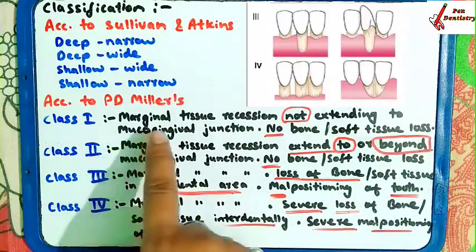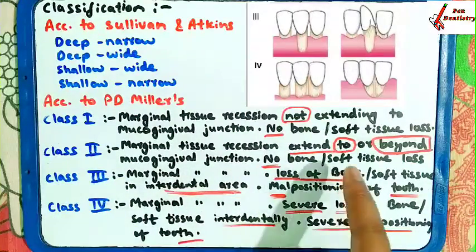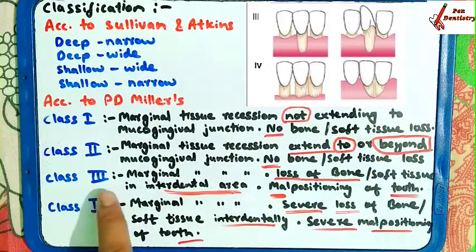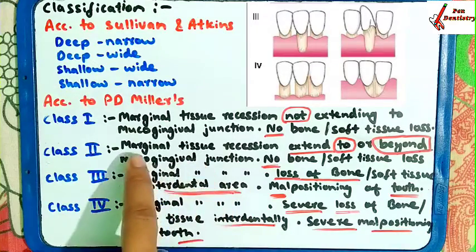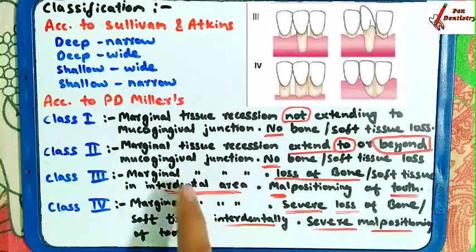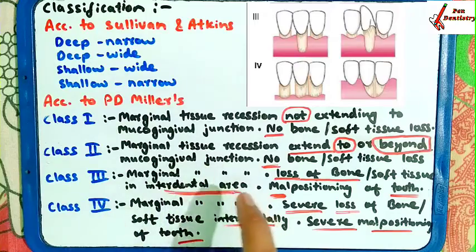So in class 1, nothing is happening. In the second one, it is to or beyond, and there will be no bone loss. In the third one there will be a bone loss, and in the last one there is a severe bone loss. And the marginal recession is extending to or beyond in the second, third and fourth, the same.